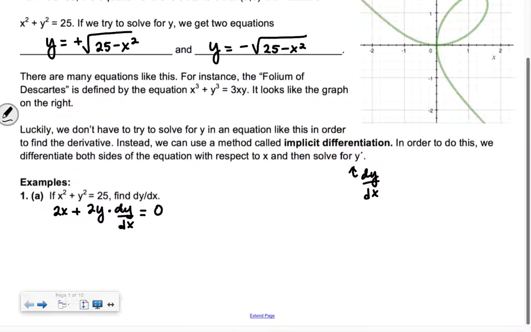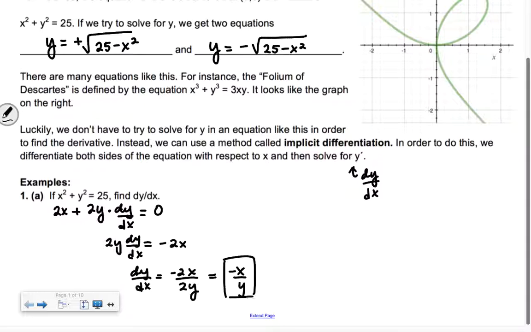When we solve, we're going to get the dy over dx by itself, so I subtract the 2x over. I divide by my 2y. So I get negative 2x over 2y, which is negative x over y. And that is your derivative. So you can leave it with a y in it.